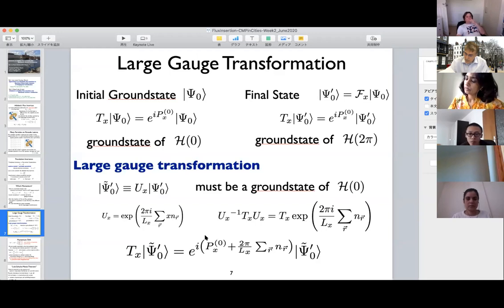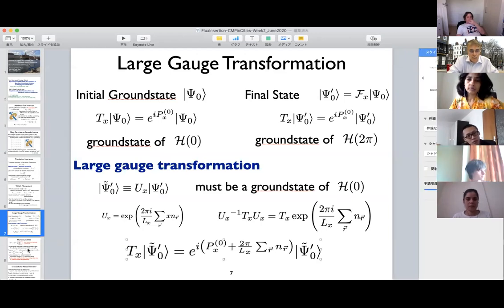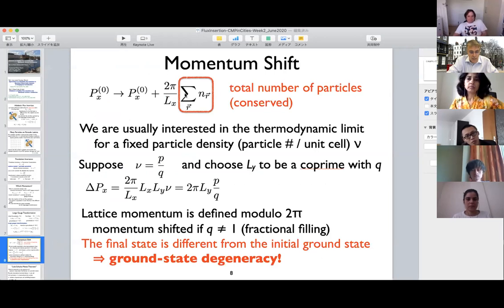So if you use this, then the momentum of the final state after the large gauge transformation is shifted from the original value by this quantity. So we get this momentum shift, and this involves the total number of particles, which is conserved.